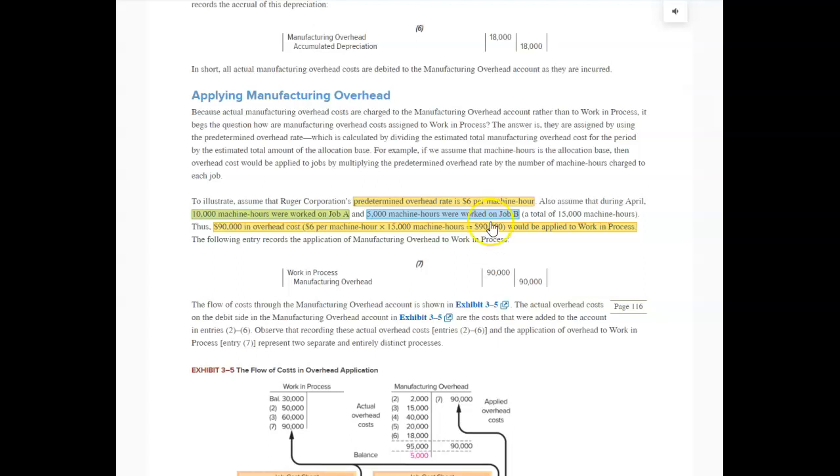So the total overhead we are applying to production, both jobs together, for the month of April, is $90,000. To record applying overhead, we're going to debit work in process, and I'll go ahead and add inventory here because it is inventory. Debit work in process inventory, $90,000. Credit manufacturing overhead, $90,000. So this is the entry to apply the overhead. Find your rate per machine hour or per labor hour, whatever it is. Find the allocation units, in this case, hours. So $6 per hour times 15,000 hours, $90,000 total overhead cost we are applying to production.